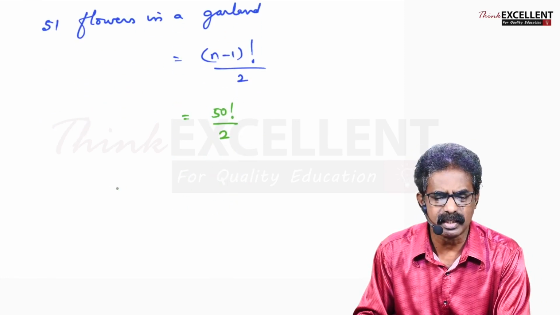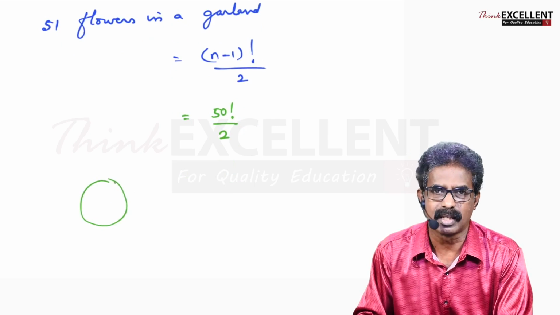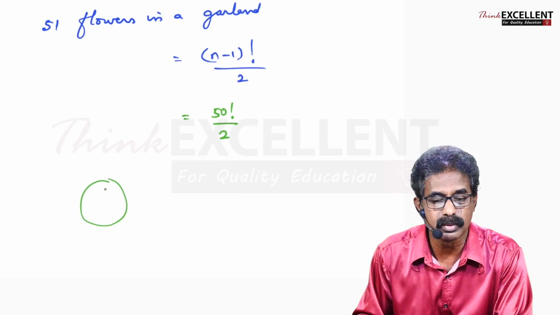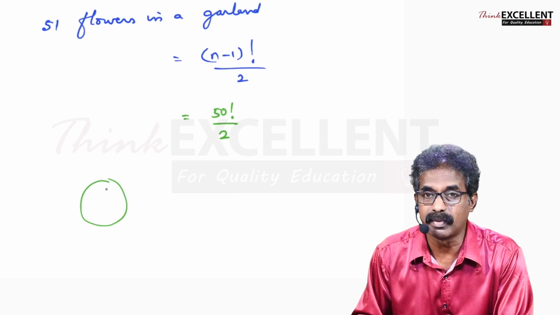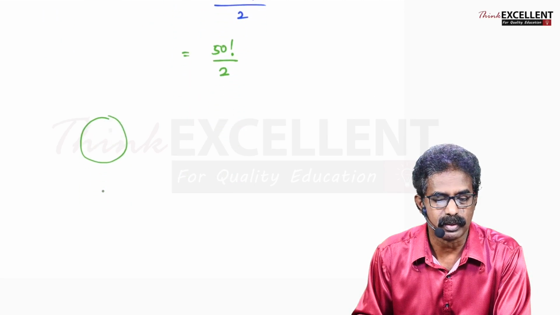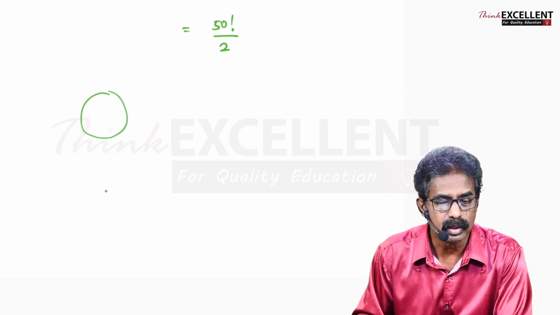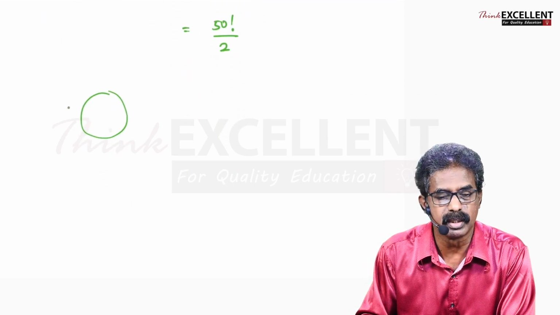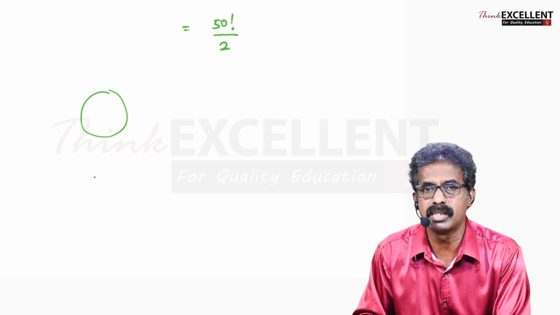Suppose, same way, a keychain. Keychain means it is a circle, right? Circular permutation. Similar keys means exactly alike, otherwise (n minus 1) factorial. Okay, so with this idea, you can do sums in permutation. And here there are a lot of questions.